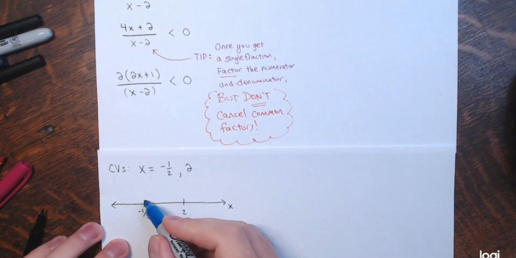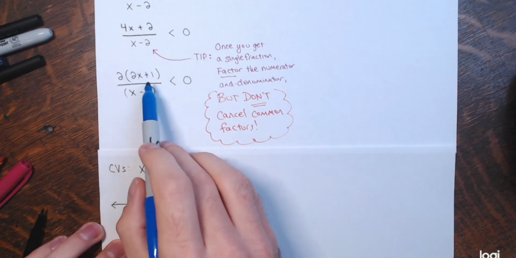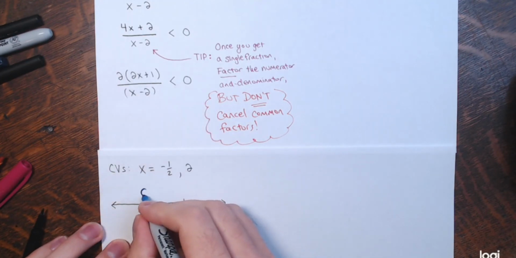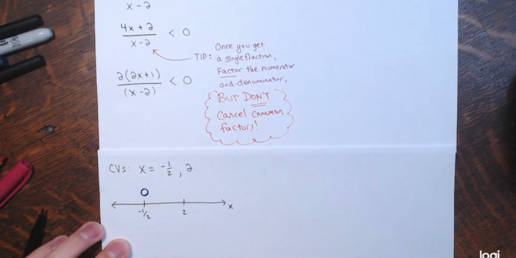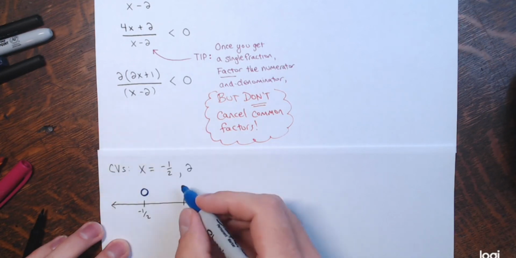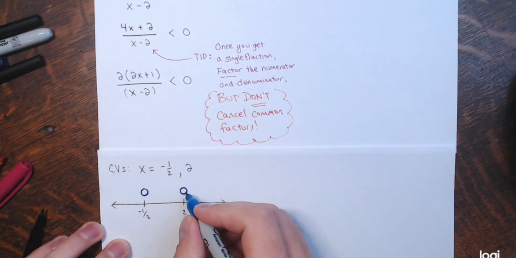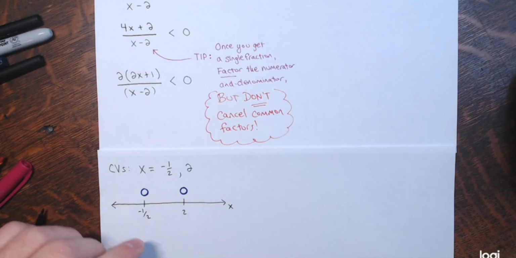All right, so -1/2. You'd have 0 is less than 0. That's false. So that's not a solution. And plugging in 2 is bad because you have a denominator of 0, so that's also not a solution. So I've got some open points above those.